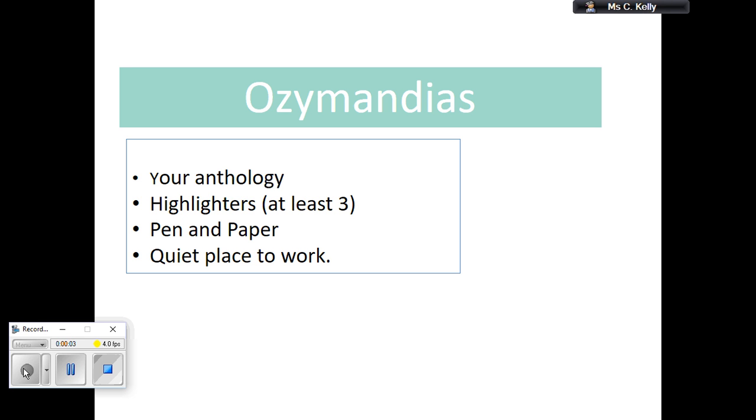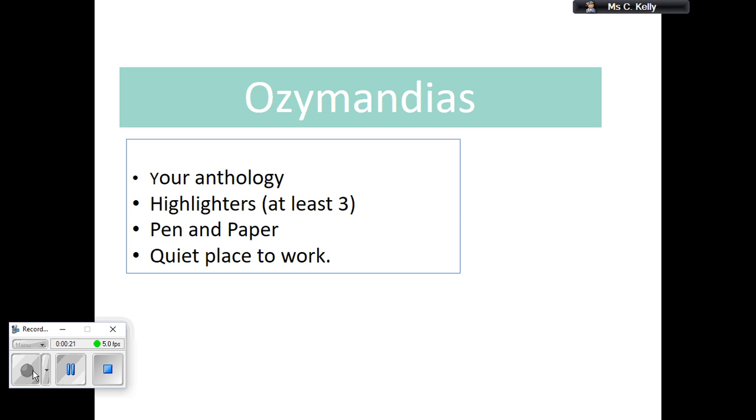Right, welcome year 10. This is your next poetry lesson, on Ozymandias. This poem's in your anthology, so if you've got your anthology, you can use this at home to make notes on. If you don't have your anthology, I'll put a link to where you can get the poem for free online.